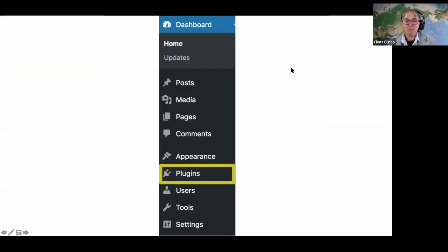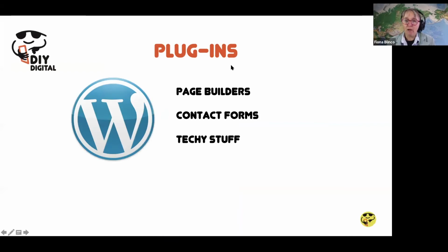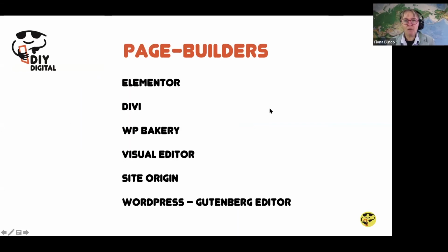Plugins. Okay, let's get to plugins. Plugins are bits of software. They need updating, and you're bound to have some plugins in your WordPress website. It's almost unfathomable that you don't. Some of the common plugins will be page builders, contact forms, and techie stuff like caching. Common page builders, there are lots. Common ones are Elementor. Megan, you've mentioned that. Divi, which is what we use. WP Bakery, I think one of you has a WP Bakery one. Visual Editor, Site Origin, WordPress Gutenberg Editor.